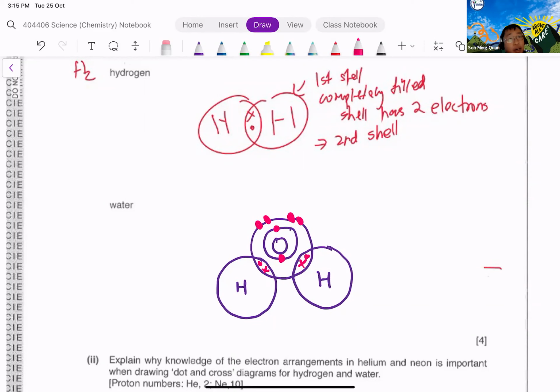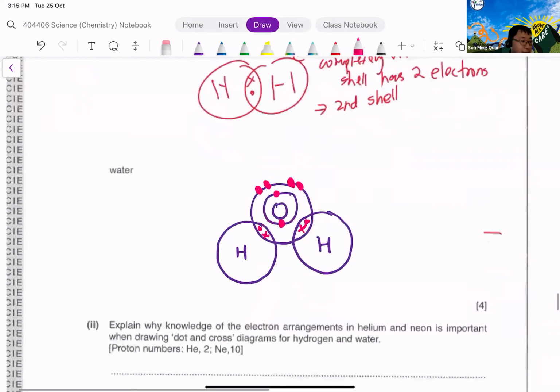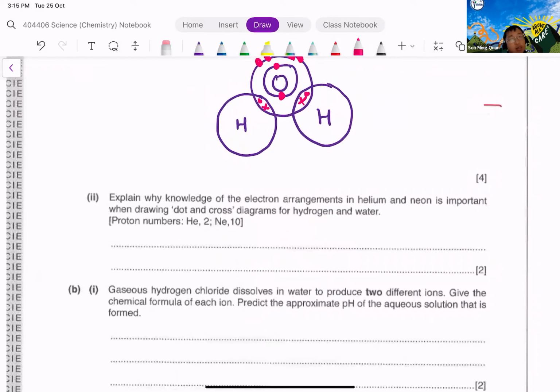Okay, the problem is not the dot and cross, so I'm going to skip the dot and cross. It's part 2. Most students saw part 2 and just gave up. Again, do you give up when you don't understand? No. You try to understand. You try to write something that's relevant.